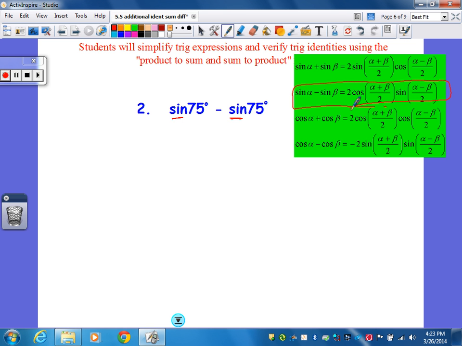So now we need to identify our A, or our alpha, and our beta. So this would be our alpha. This would be our beta, excuse me. Okay, so now we'll just write our alpha and our beta into our formula. So we have that equals 2 cosine, big parentheses, because we have a lot going on now, 75 degrees plus 75 degrees divided by 2.